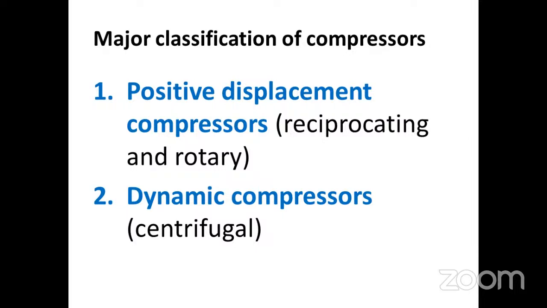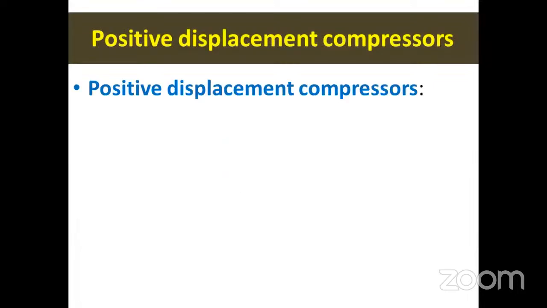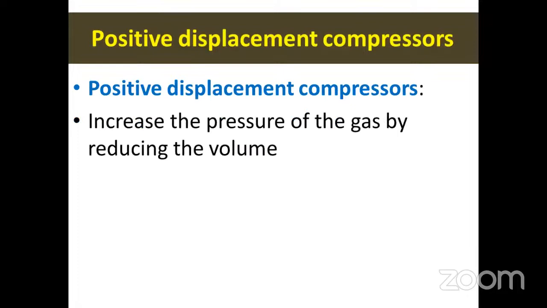We may get a confusion between these two, sir, because centrifugal is also rotating and rotary compressor is also rotating. But rotary compressor is a positive displacement compressor, whereas centrifugal compressor is a dynamic compressor. We'll see the animations, it will get clarified. So positive displacement need not be a reciprocating compressor. Rotary compressor is also there. Positive displacement compressors increase the pressure of the gas by reducing the volume. This is the basic principle, sir.